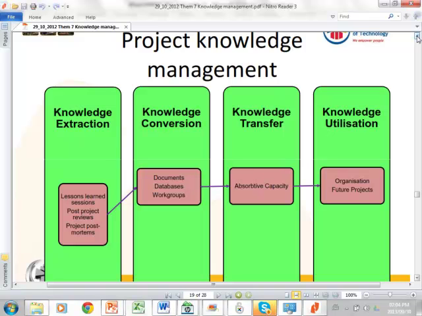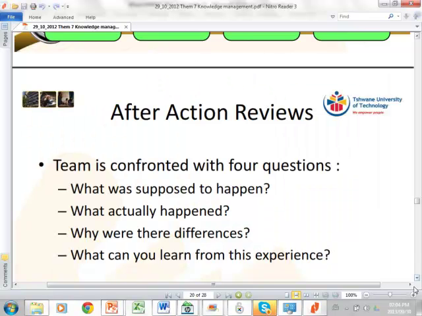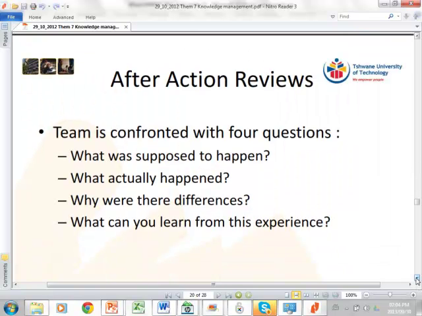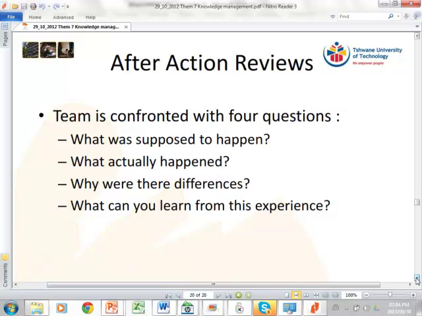Right, and then we have knowledge utilization. Okay, so we're not only extracting, converting, and transferring the knowledge, we're also utilizing the knowledge on future projects so that we can get better. Okay, and this is basically just the questions that we can ask. What was supposed to happen? What actually happened? So this is where we look at the planned and the actual. Why were there differences? What can we learn from this experience? So will we do it differently next time? Will we put our hand on the hot stove again next time? Hopefully not.